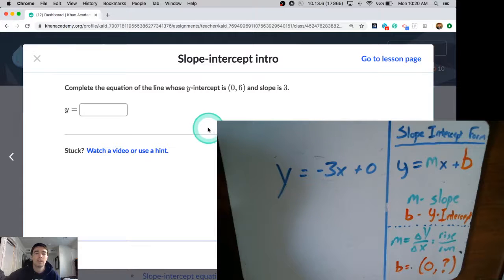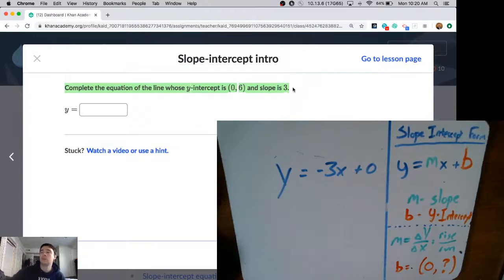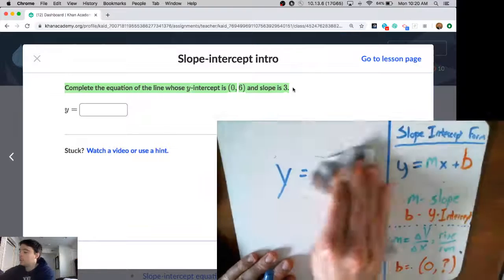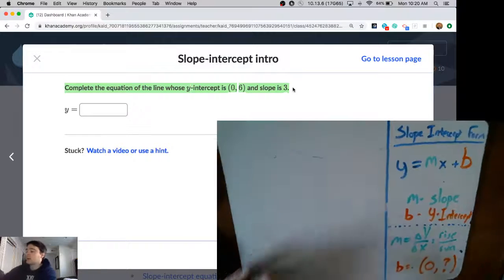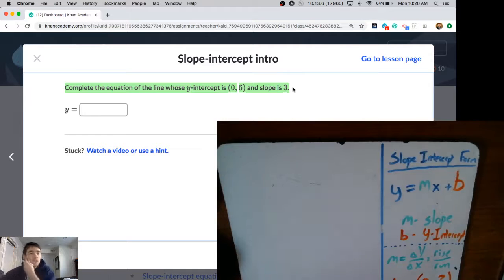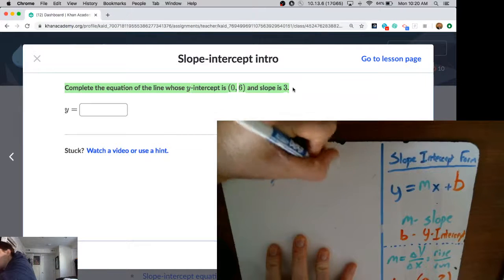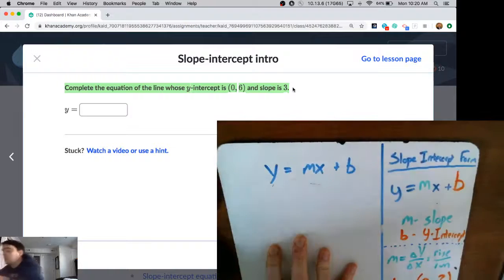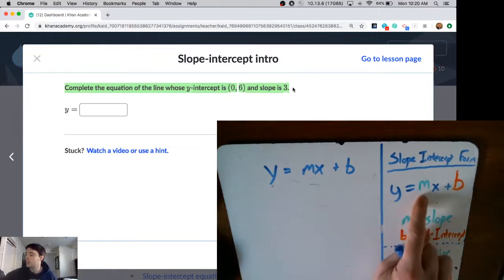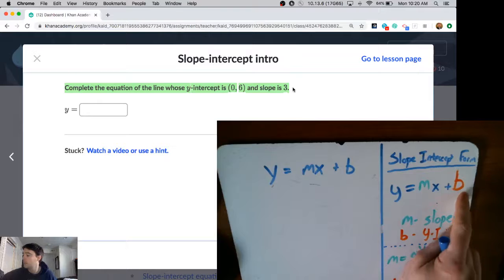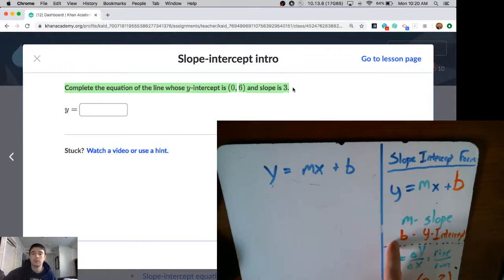For our next equation, now they're getting a little tougher. They say complete the equation of the line whose y-intercept is 0 and 6 and whose slope is 3. For this, I'm going to use my whiteboard for a second to think through this. Any equation of a line can always be in the form y equals mx plus b, or slope-intercept form. And for this, the m gets replaced with slope and the b gets replaced with y-intercept.